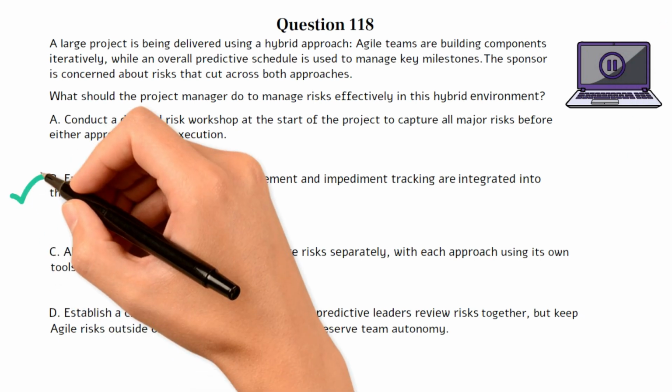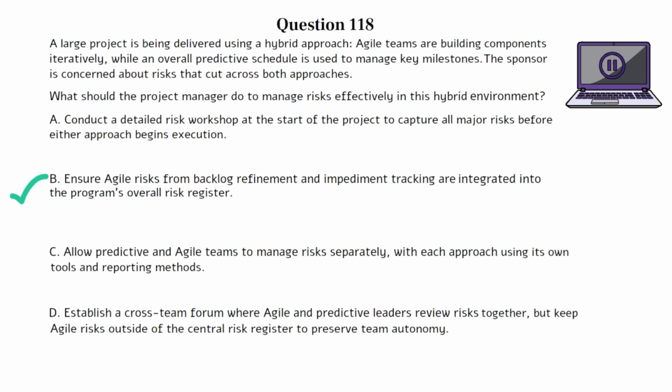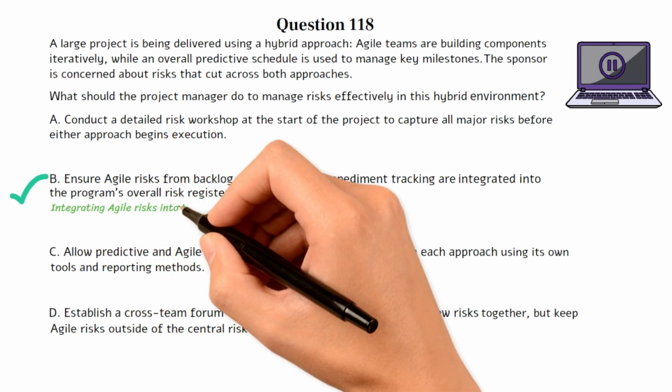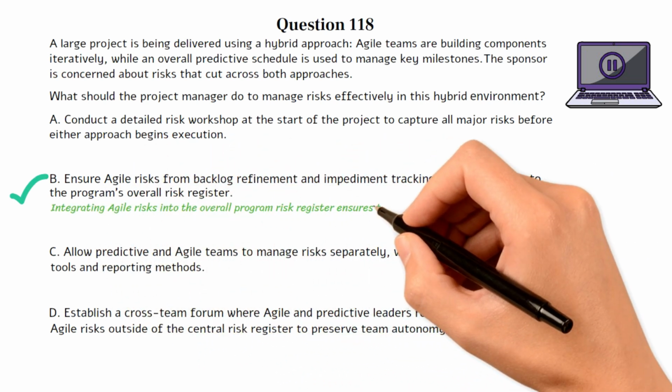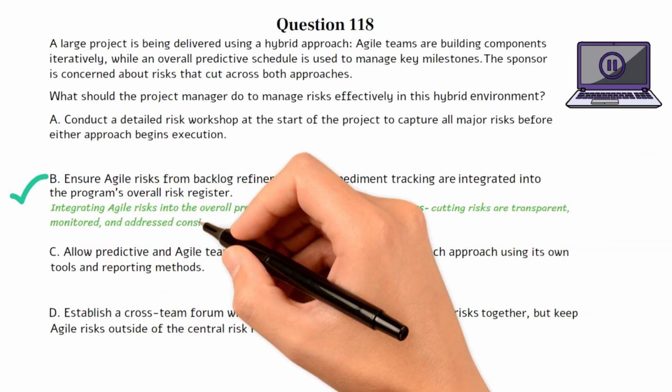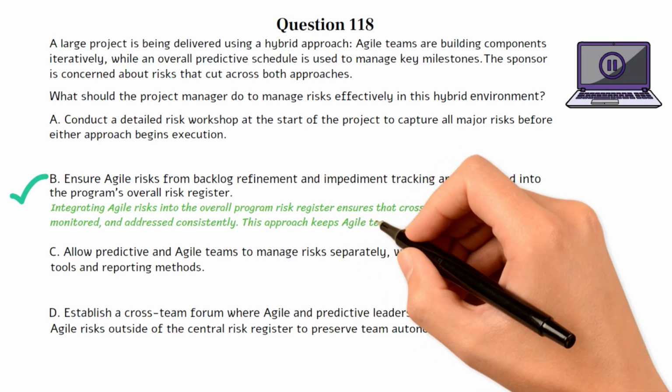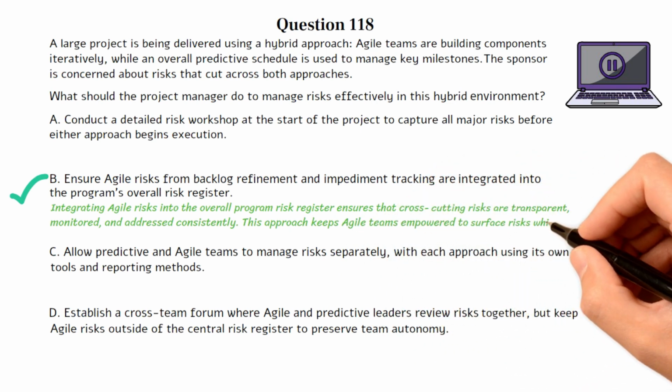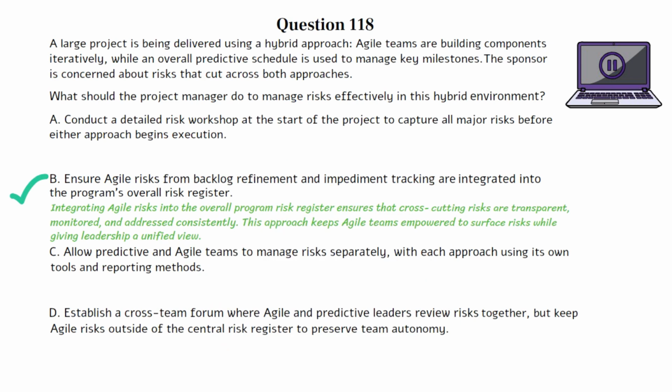The correct answer is B. This question tests your understanding of how risks should be managed in a hybrid project. Hybrid projects combine agile adaptability with predictive governance, so risks must be visible at both levels. Choice B is the best option because integrating agile risks into the overall program risk register ensures that cross-cutting risks are transparent, monitored, and addressed consistently. This approach keeps agile teams empowered to surface risks while giving leadership a unified view.